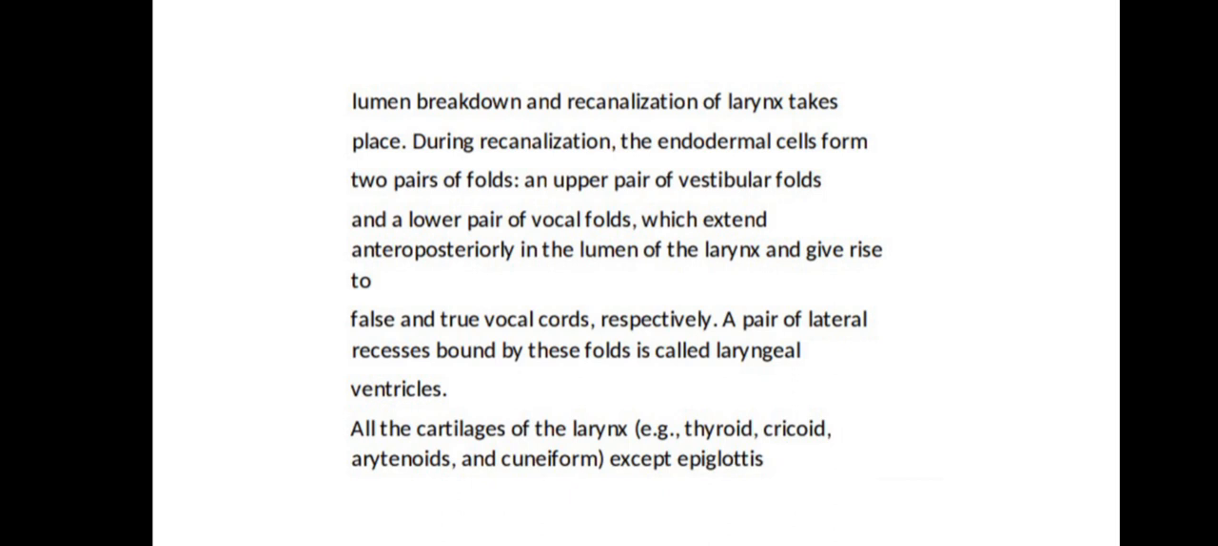Now, because the laryngeal muscles develop from myoblasts in the fourth and the sixth pharyngeal arches, they are innervated by what you call the laryngeal branches of the vagus nerve or the cranial nerve 10. Now, we continue. All the cartilages of the larynx, there are four cartilages: thyroid cartilage, cricoid, arytenoid, and what you call the cuneiform cartilages.